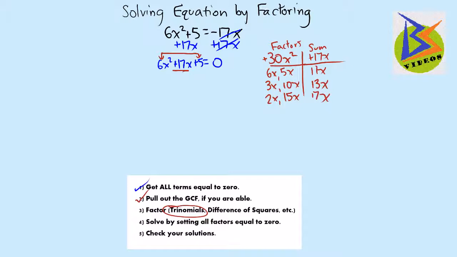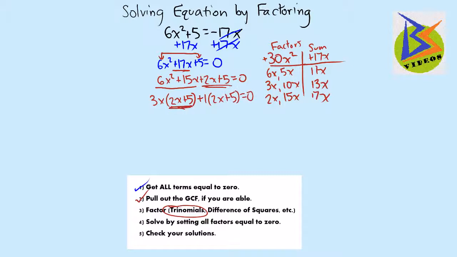Okay, so now we come in here and we replace that middle term with our factors. So we have 15x plus 2x and then plus 5 equals 0. Okay, now we need to group. So we'll group these two and then we'll group these two. Now we need to pull out our greatest common factor from those. So here we can pull out a 3x and we're left with 2x plus 5. In this case, the only common factor that we have is 1, so we pull out a 1 and we have 2x plus 5. Still equal to 0.